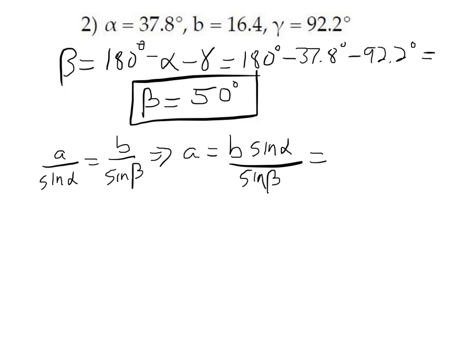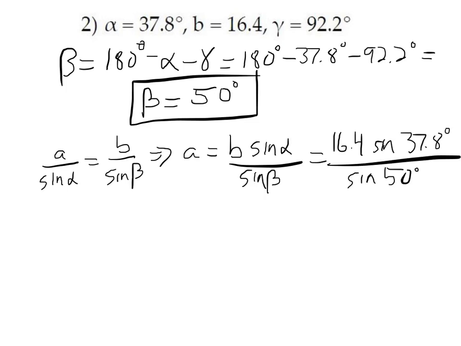Plug our information in. B is 16.4. Sine alpha is 37.8 degrees divided by sine beta, which is 50 degrees. Plugging this into a calculator, make sure you're in degree mode, and this gives us A equals 13.121, rounded 13.1.